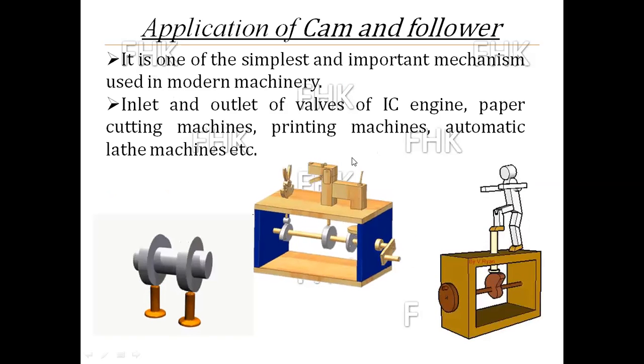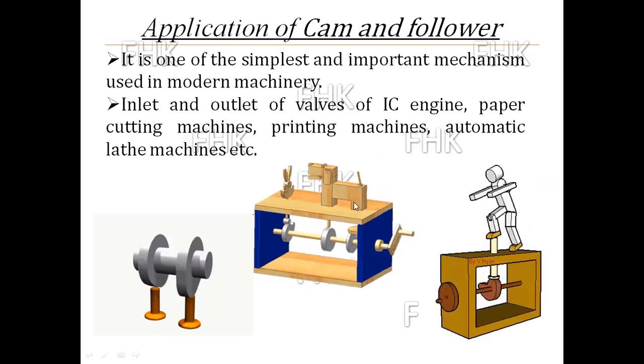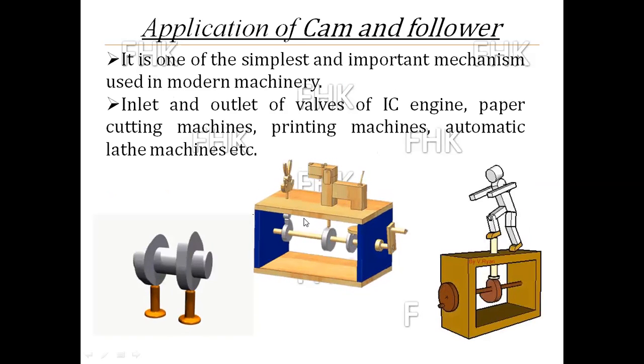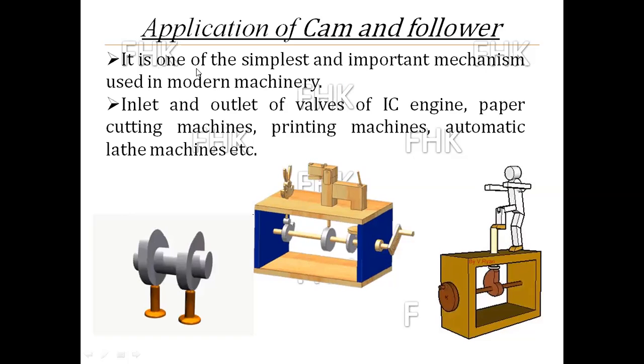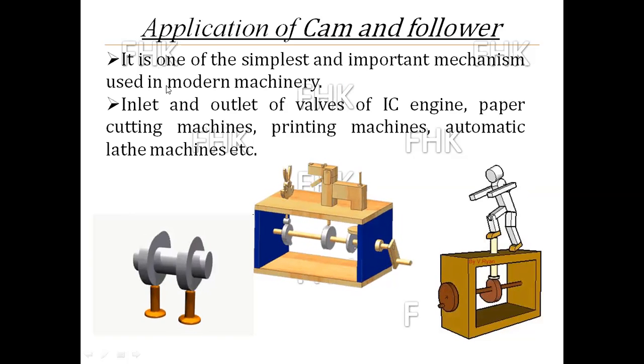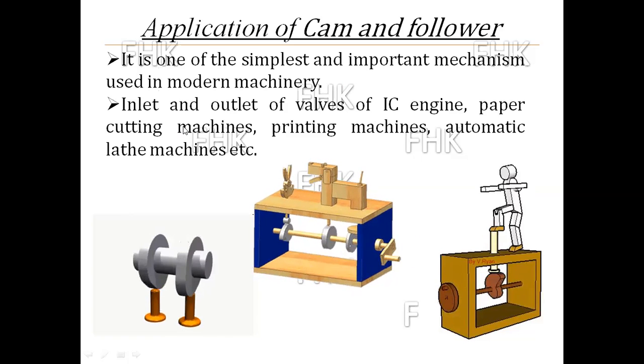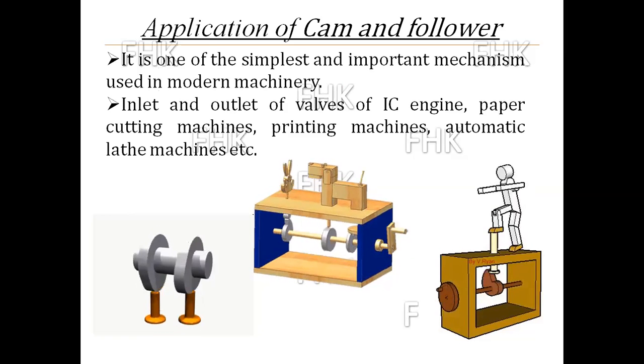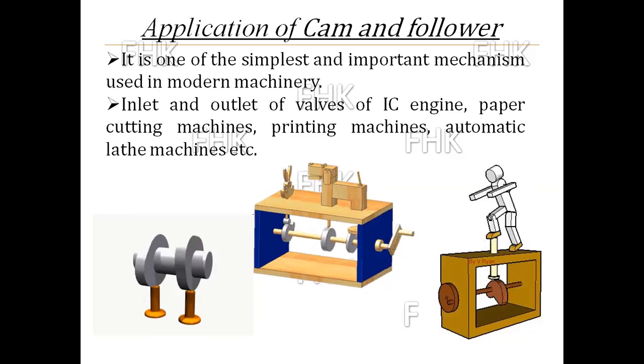Now, the applications of cam and follower. In general life also, you can see different applications of cam and follower. It is one of the simplest and most important mechanisms used in modern machineries. Generally, the machineries are paper cutting machines, printing machines, automatic lathe machines, etc. And in our general life also, if we see the sewing machine, in that also the needle is moving up and down, and that motion is obtained by a cam in that machine.